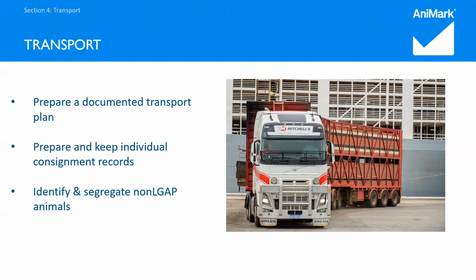Outside of those requirements, the transport of livestock must also ensure that LGAP certified and non-LGAP certified animals are physically segregated, and non-LGAP animals must be clearly visually identified during transport with the method of that identification noted on the transport documents. Records of death in transit must also be kept.